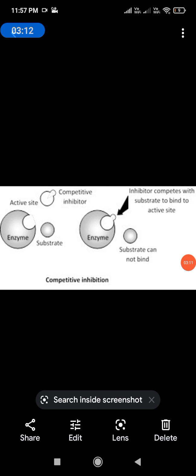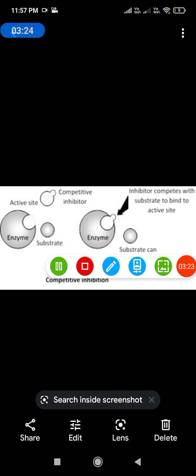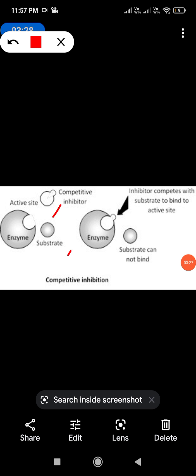There are various inhibitions. One of the major modes of action is inhibition. In competitive inhibition, we have an active site, and the inhibitor and the substrate go to the same active site. Once the inhibitor binds, the substrate is no longer able to bind.